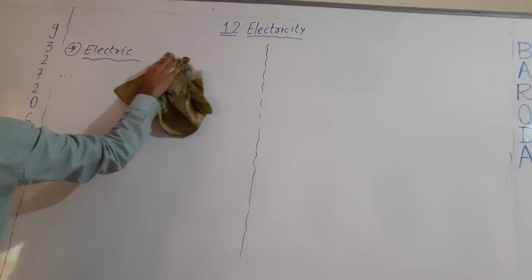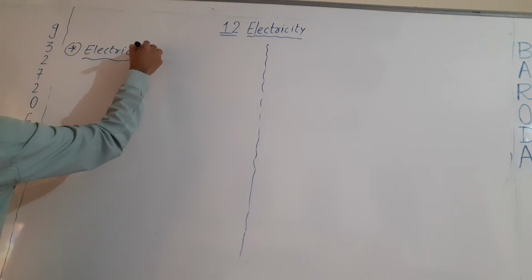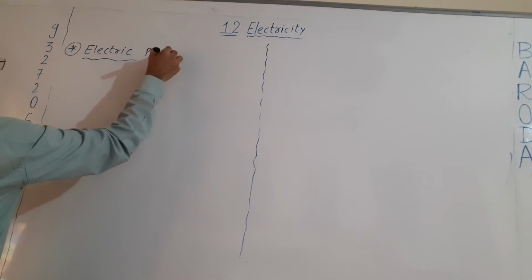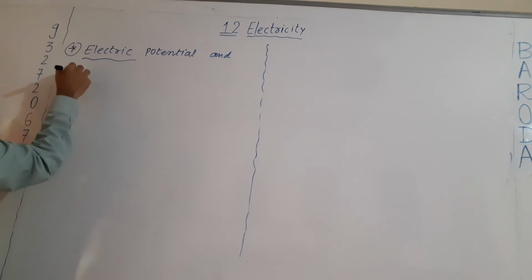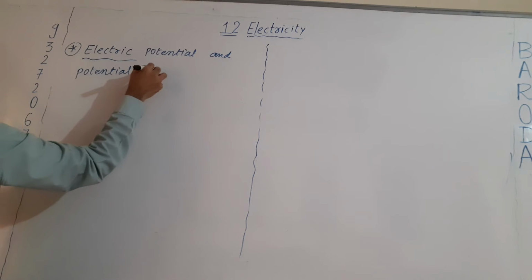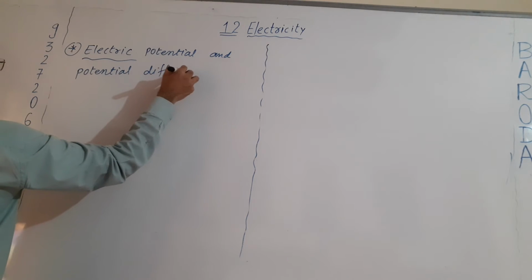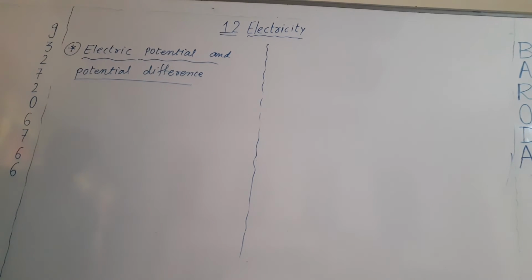The second topic is electric potential and potential difference. The formula of potential difference is V equals W by Q.